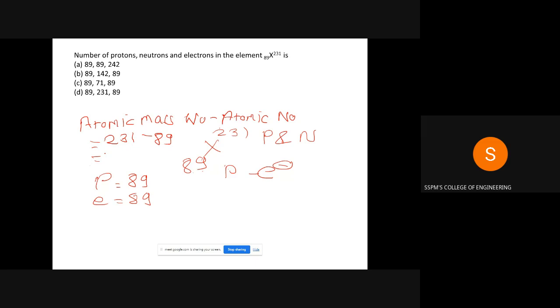You also have to look at the sequence: number of protons, neutrons and electrons. In option A, 89, 89 and 242 is given, but the number of protons is 89, the number of neutrons is 142 and the number of electrons is 89, so this is the correct option. In this way you can calculate the number of neutrons by using this formula, atomic mass number minus atomic number, and you get the number of neutrons present in the element.